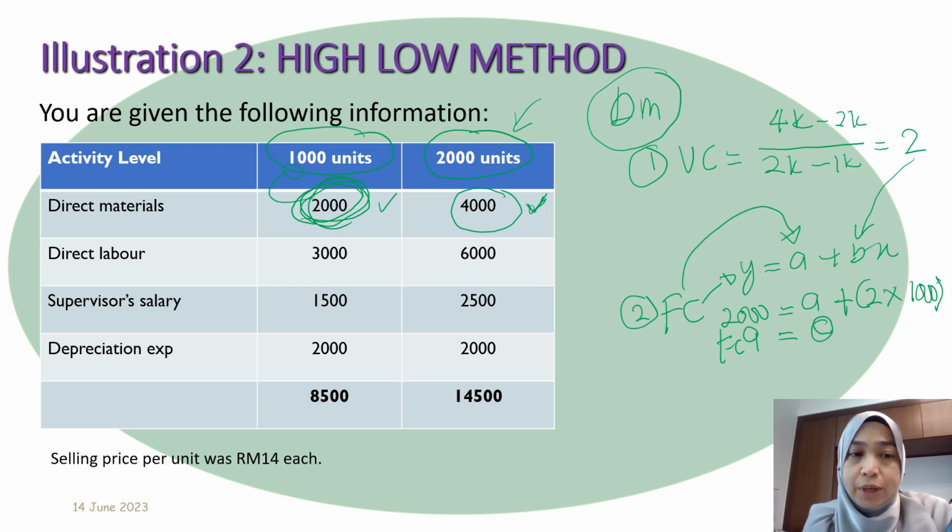That means the cost behavior for direct material is variable in nature. Okay, so you have a value for variable cost of 2 ringgit. Let's say you extend the column, variable cost is 2 ringgit, and then fixed cost is 0.